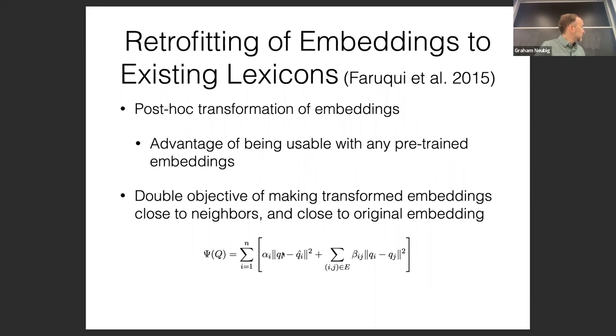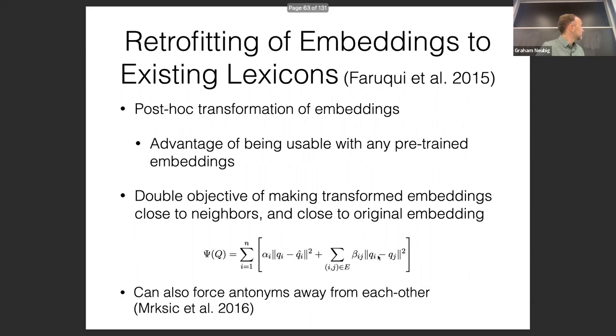And so the thing on the left here is basically saying, don't move away very far from your original embedding. And then the thing on the right is saying, but try to group together things that we know are synonyms. So this is a very clean and simple way of doing this. This can also be used to force antonyms away from each other. This might be even more important because, as I mentioned, antonyms tend to occur in very similar contexts, despite the fact that they mean very different things. So that's another example.